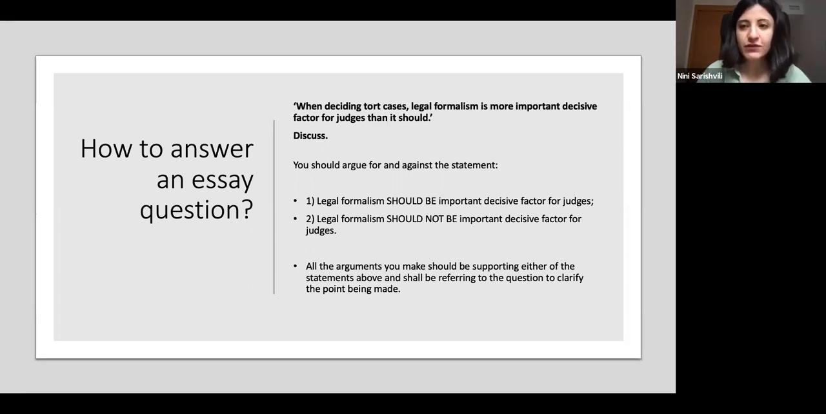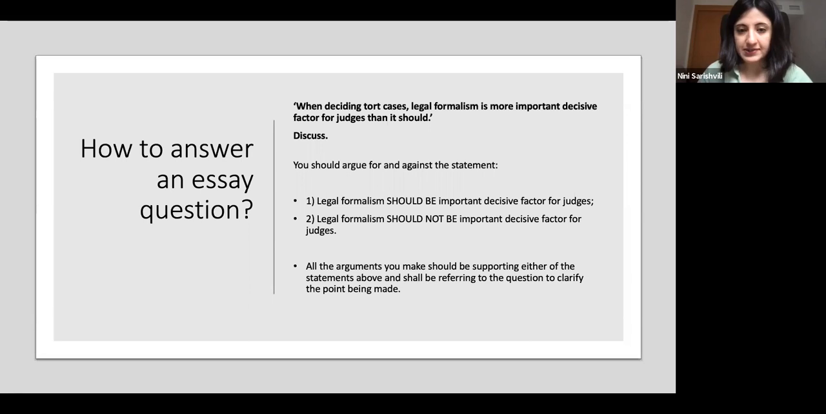after making every single argument, ask yourself, am I arguing for or against the statement? Is this answering the question? Make sure that the arguments are relevant, because most of the students just get this part wrong. They become very explanatory and they just try to explain the relevant law instead of making arguments and answering the question. So it is very easy to get this part wrong.